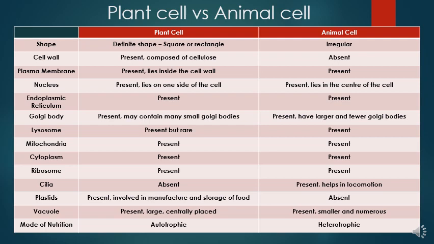Nucleus. In plant cell, the nucleus is present on one side of the cell because of the large central vacuole present in the plant cell. But in the animal cell, it is present in the center. Endoplasmic reticulum. It is present in both plant cell as well as animal cell. Golgi body. Plant cells may contain many small Golgi bodies, but animal cells have larger Golgi bodies.